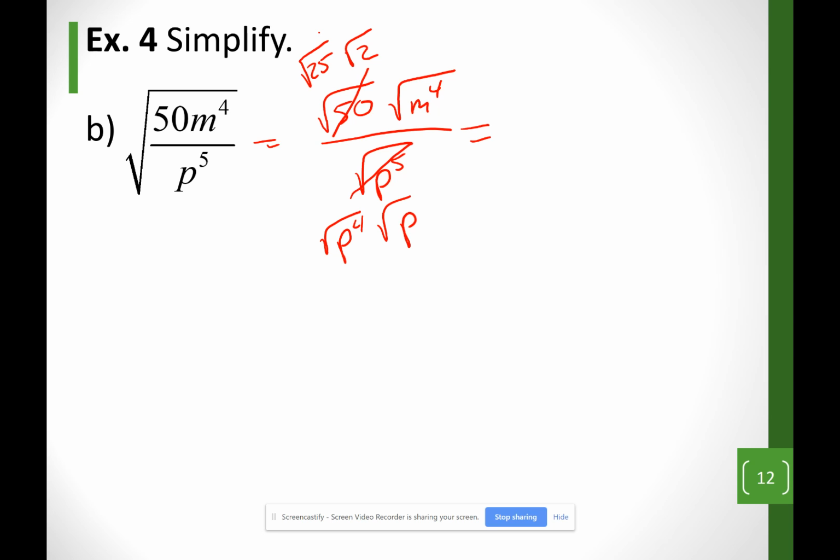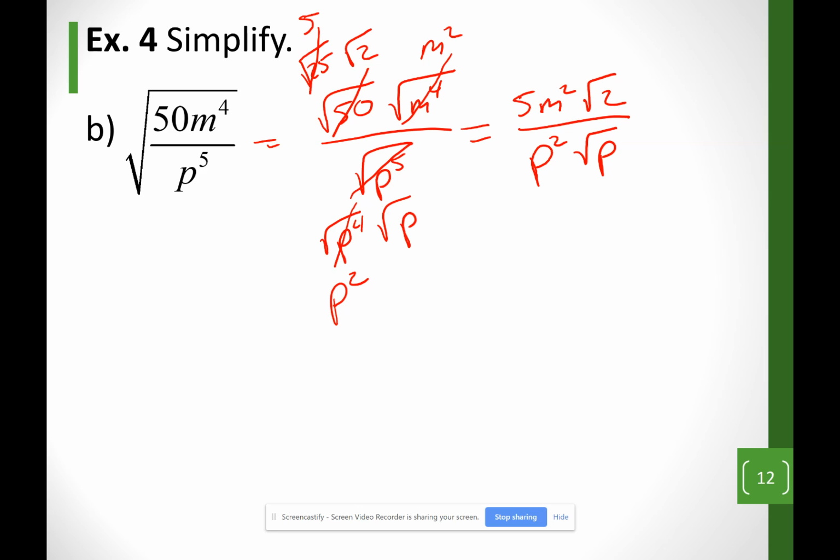Now, on the top, square root of 25, that's 5. Square root of m to the 4th, that's m squared. So on the top, I have 5m squared radical 2. At the bottom, p to the fourth, the square root of that is p to the second. So I have p to the second radical p.